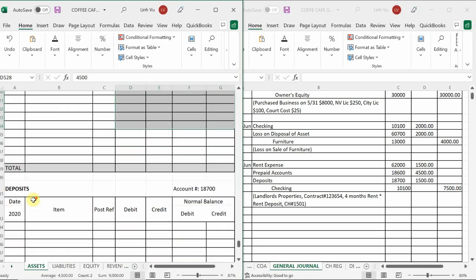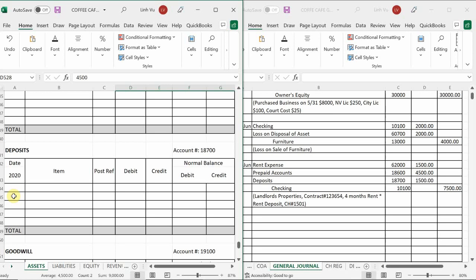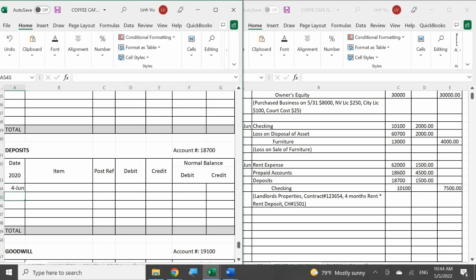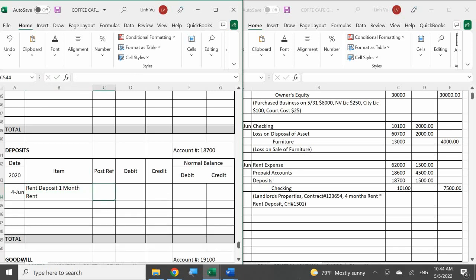We also need to make note that we had a rent deposit, right? Rent deposit. And you could say 1 month's rent. Journal number 1, and we got it for $1,500.